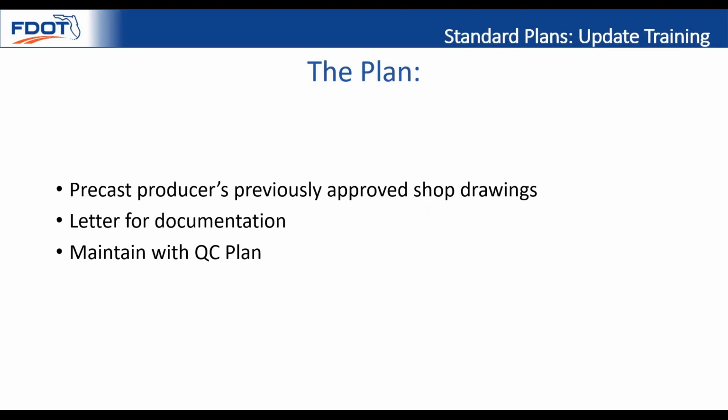So the plan from here is that we have all the precast producers' shop drawings that have been approved. There should be a letter coming out for those producers stating that basically they're going to be grandfathered in. Their approved shop drawings are still valid. The design did not change. And then the producer will need to maintain that with their QC plan, which they're already maintaining their approved shop drawings with.